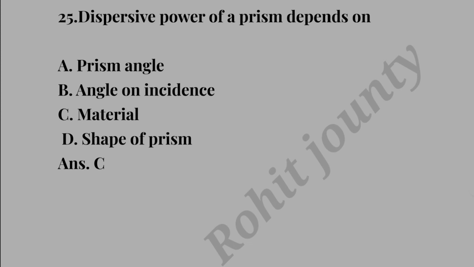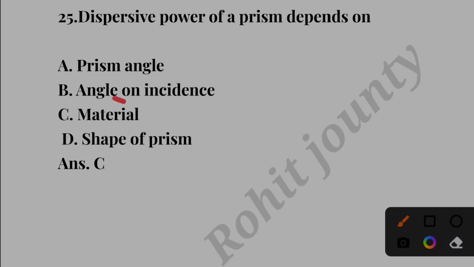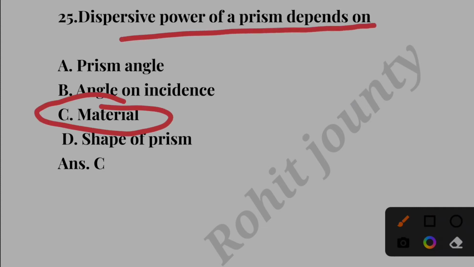Question number 25. Dispersive power of a prism depends on option A prism angle, option B angle of incidence, option C material, option D shape of prism. The correct answer is option C material. Dispersive power of a prism depends upon the material.